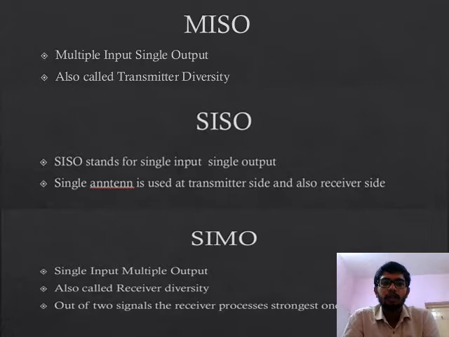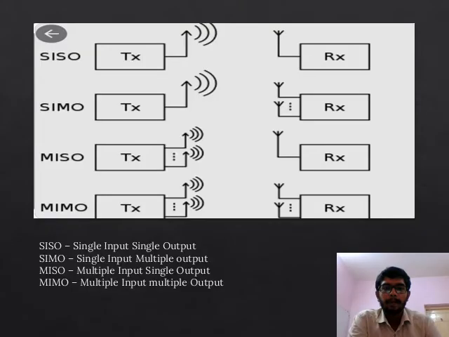In wireless communication technology, there are MISO, SISO, SIMO, and MIMO. MISO is multiple input and single output, also called transmitter diversity. SISO is single input and single output, and a single antenna is used on the transmit side and also on the receiver side. SIMO is single input, multiple output, also called receiver diversity. Out of two signals, the receiver processes the strongest one.